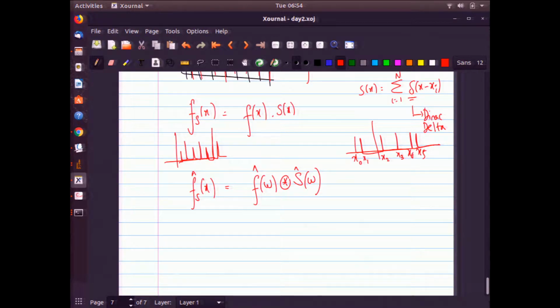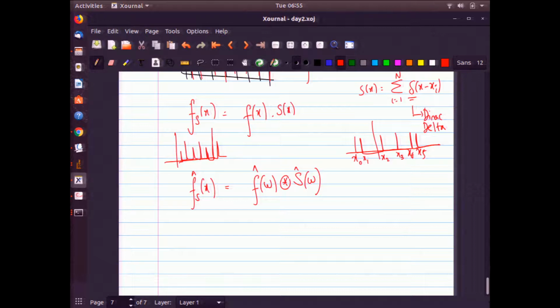So this is the sampled signal. This is the signal that we want. And this is the sampling signal. And by looking at this, they said, oh, let's see what happens. So now if you knew, for example, that f hat omega was band limited, right?